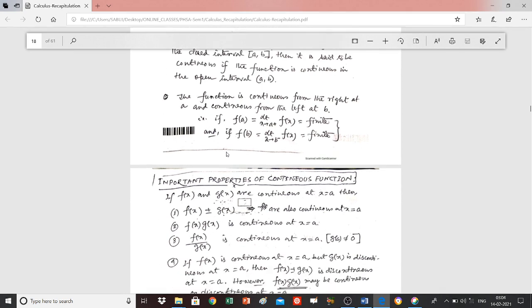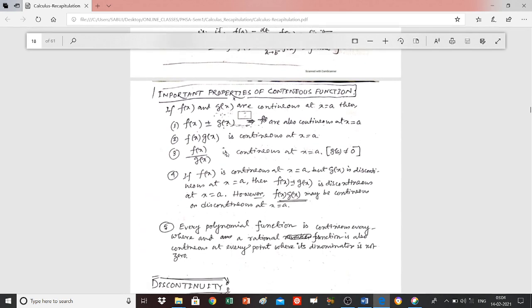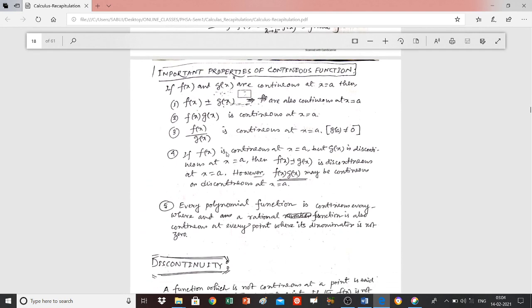Okay, now important properties of continuous functions. Here are some important properties. Number one: if f(x) and g(x) are continuous at x equal to a, that is, you are given two functions f(x) and g(x) and they are continuous at a given point x equal to a, then f(x) plus or minus g(x) is also continuous at x equal to a. So the condition is that if f(x) and g(x) are continuous at x equal to a, then their sum and difference are also continuous at that point.